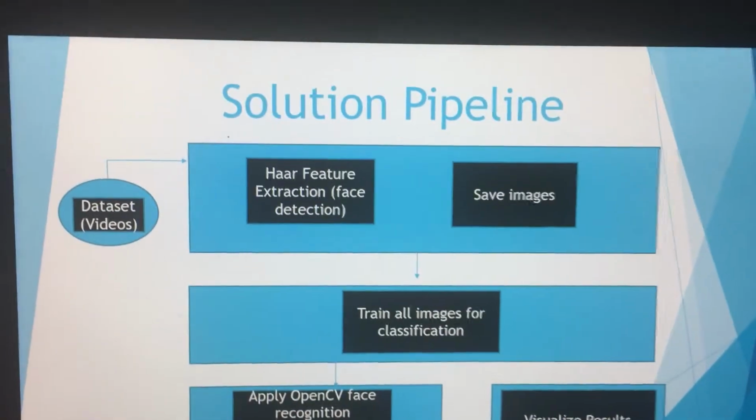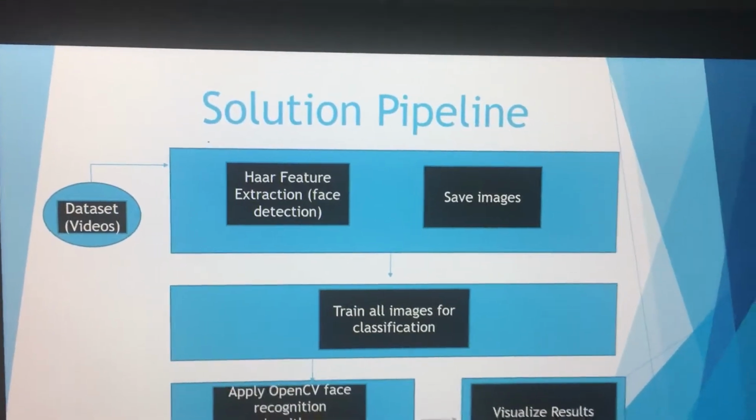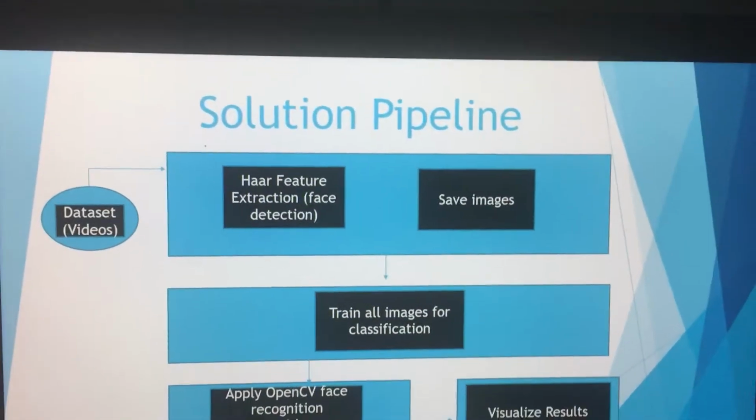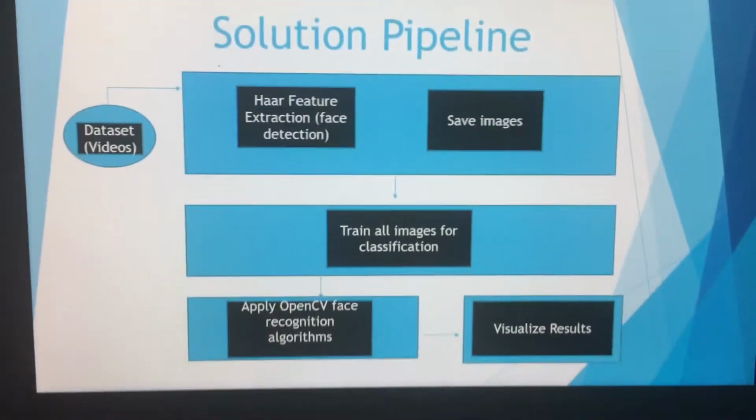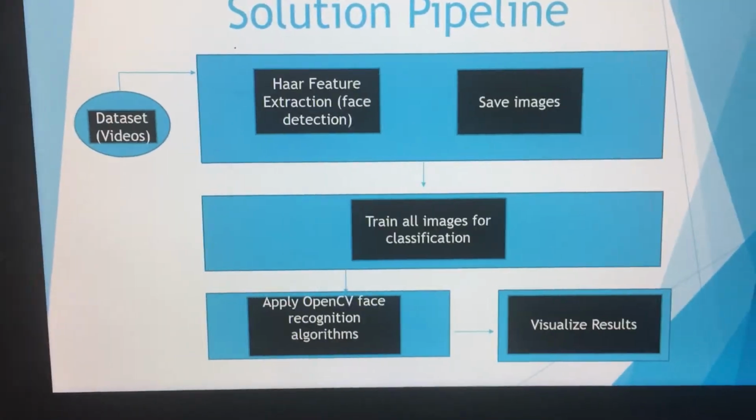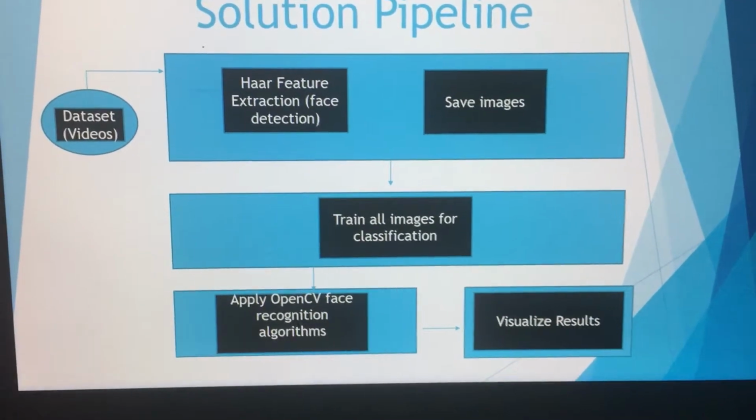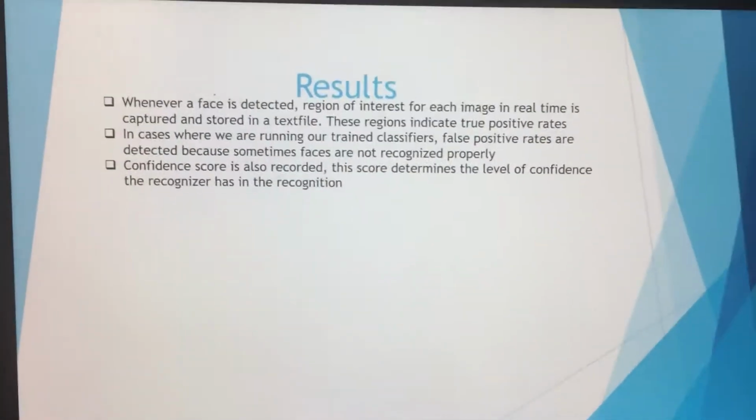This is my solution pipeline. We've got our Haar feature extraction, so we're detecting faces. We're saving those images, and then we train on the images for classification. We apply the face recognition algorithm, and then we visualize our results.